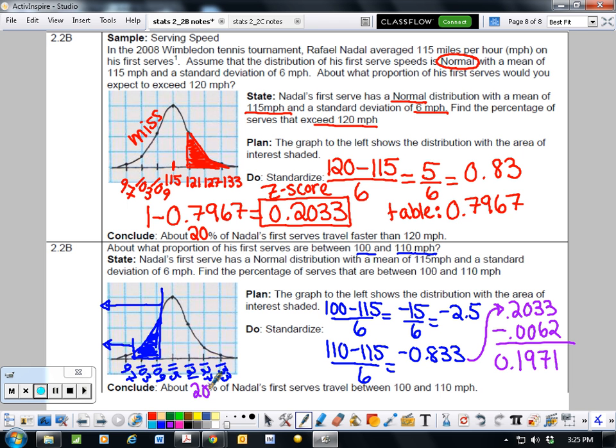So this is way more powerful than the empirical rule, way more powerful than anything we've done so far, giving us a lot more information with the percentage of scores, and eventually going on to probability. What's the probability that Nadal would have a serve between 100 and 110 miles per hour? That's where we're starting to go with that.